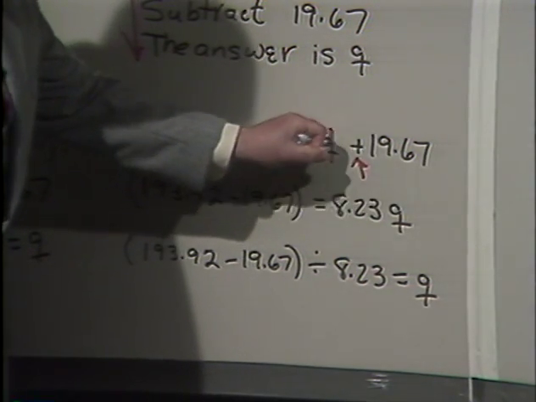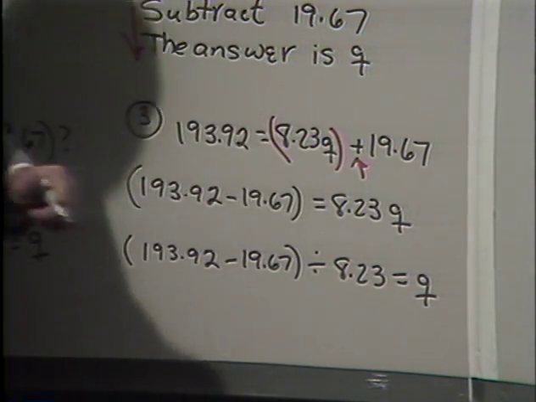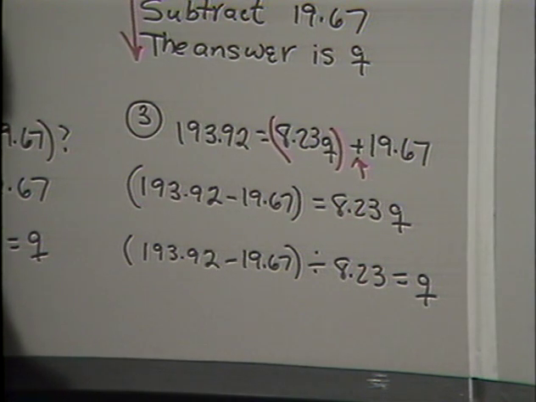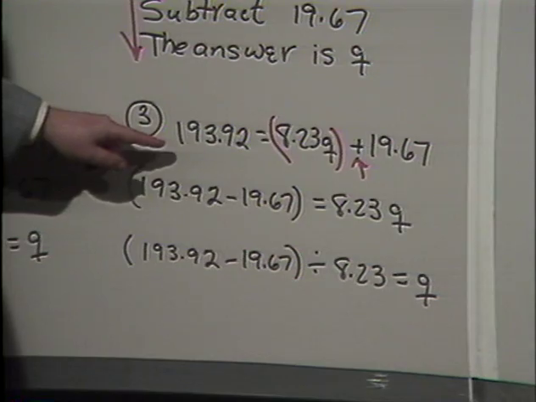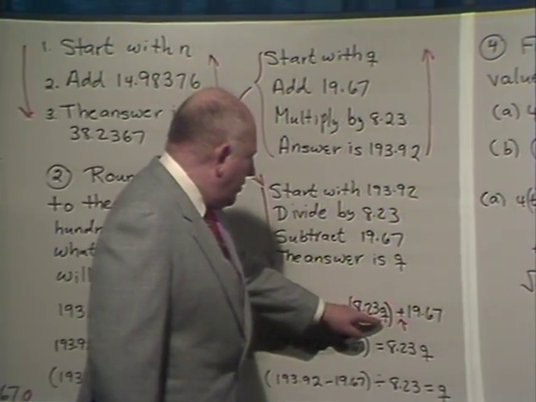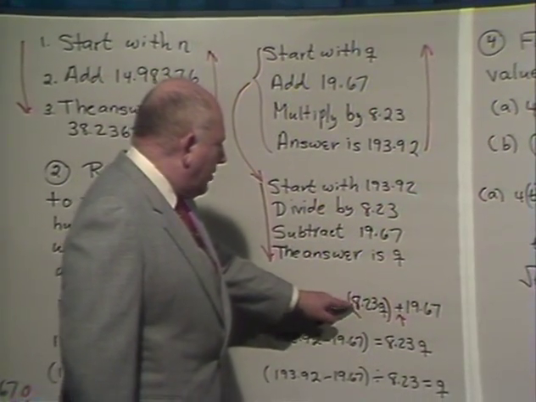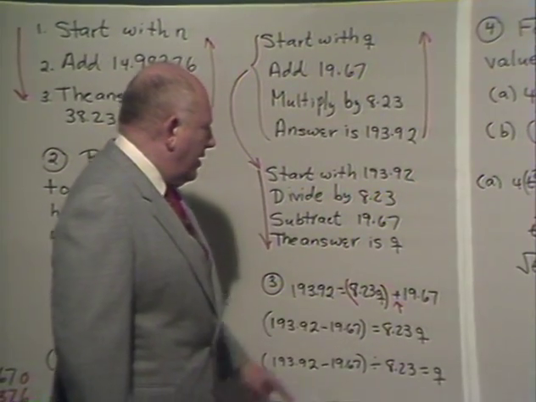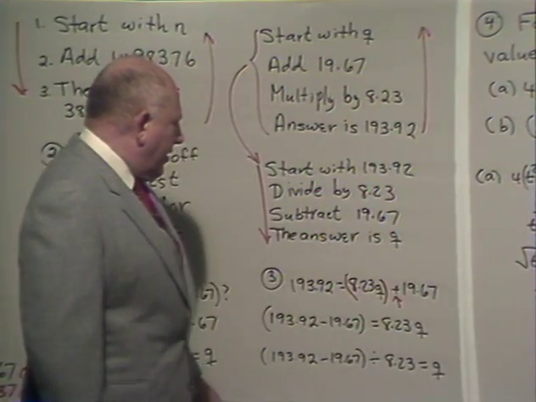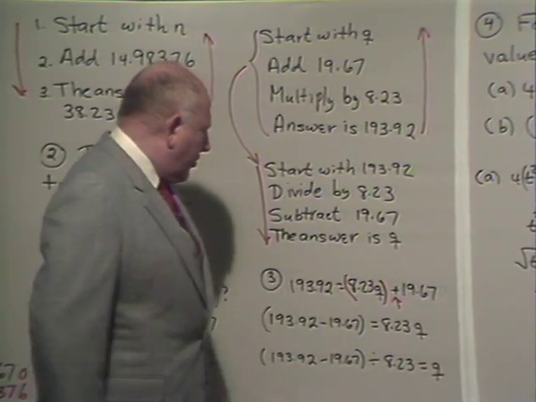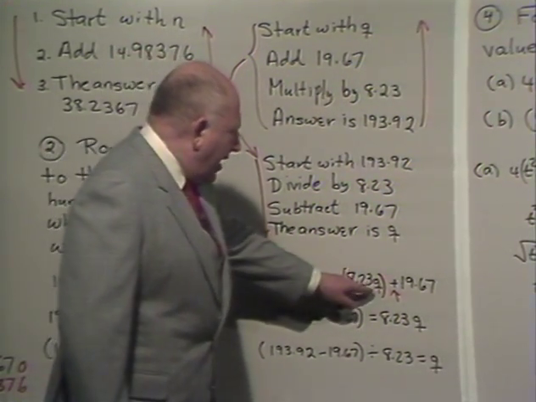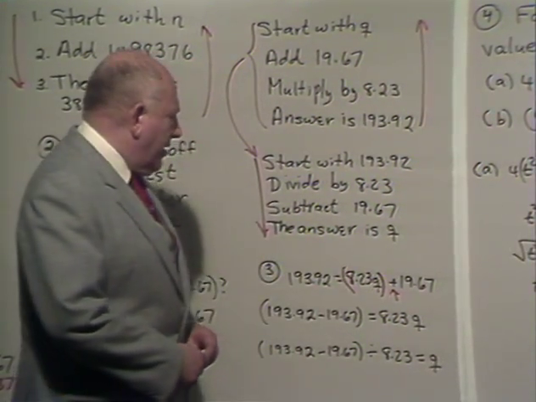When there are no grouping symbols, the parentheses dictate them. And you see, what this problem says is you start with Q, then you multiply by 8.23, then you add 19.67, and if the answer is 193.92, what was Q? Now you see, in this case, the Q is inside the parentheses.